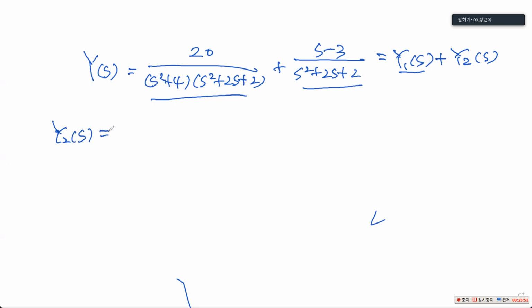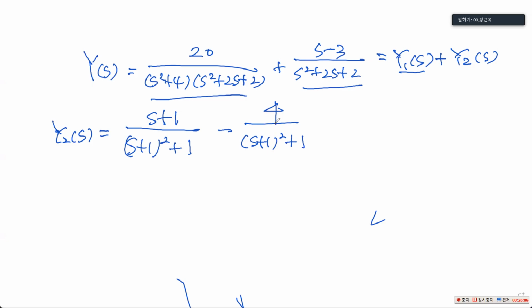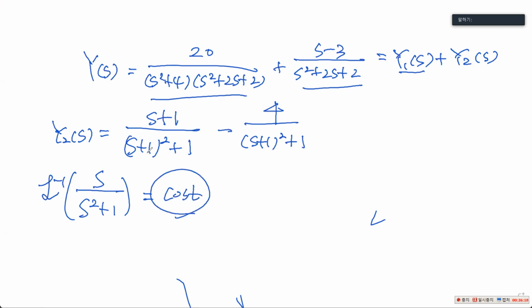So Y2(s) is (s plus 1) squared plus 1, s plus 1 minus (s plus 1) squared plus 1, 4. Okay, we know that the inverse transformation of s over s squared plus 1 is cosine t. Then we put s plus 1 instead of s, then we know by the s shifting theorem that the inverse transformation of that part is given by e to the minus t cosine t.